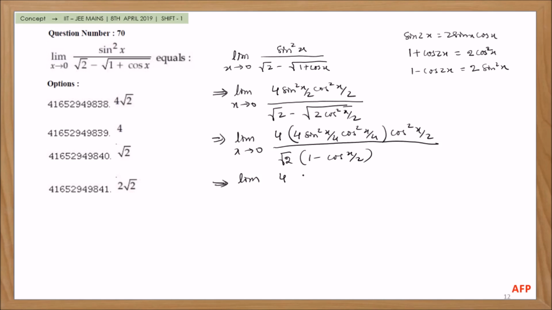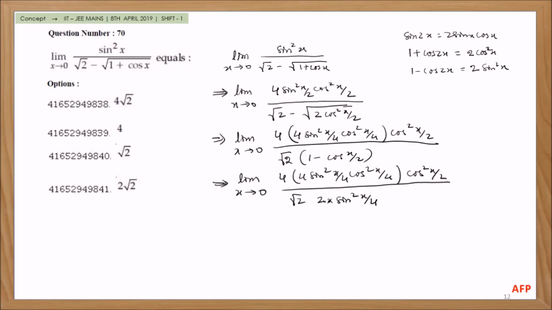So once again we will write as it is the numerator. In the denominator we will use the 1 minus cos 2x formula. 2 times sine square x by 4, as x tends to 0. Okay, now we go for cancellation. Here it is 2 times, so sine square x by 4, sine square x by 4.